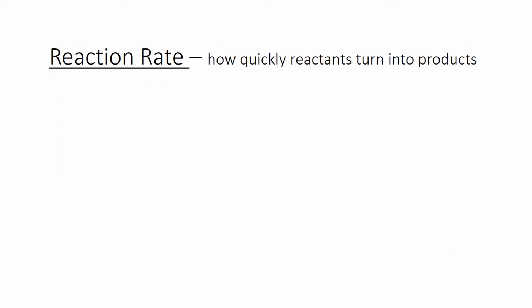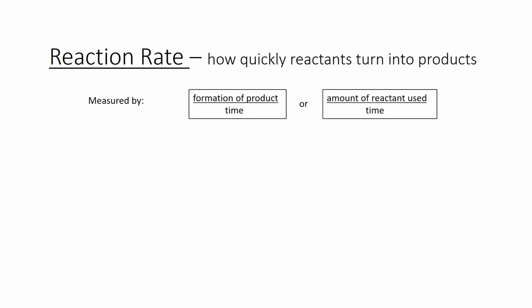Now what we're going to do in this unit is look at something called reaction rate. What reaction rate is simply is how quickly reactants turn into products. We can measure this a couple of different ways, but one way is to measure the formation of product over time. Another way to measure reaction rate is by the amount of reactant used over time.